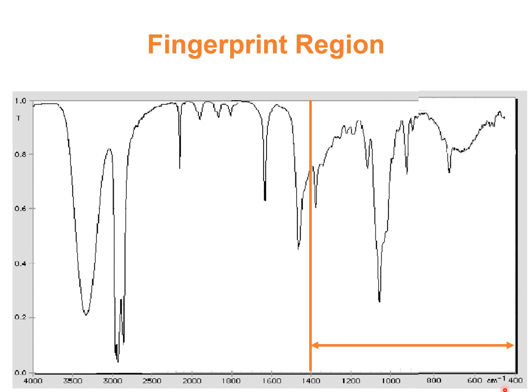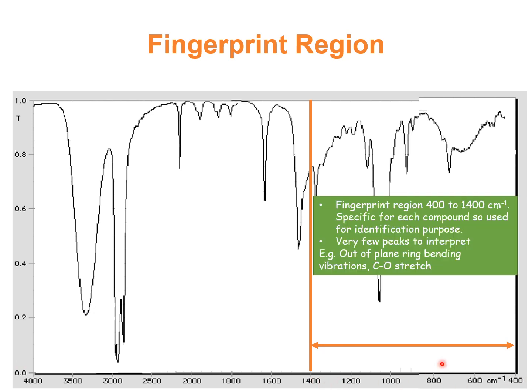So the region from 400 to 1400 is called the fingerprint region. It is called a fingerprint because every individual has a fingerprint which does not match with other individuals, and that is why we use biometric systems for identification of different persons. Likewise, we can use this fingerprint region because the peaks which appear in this region are very specific for each compound, so they can be used for identification.